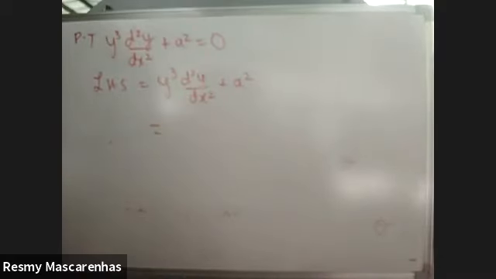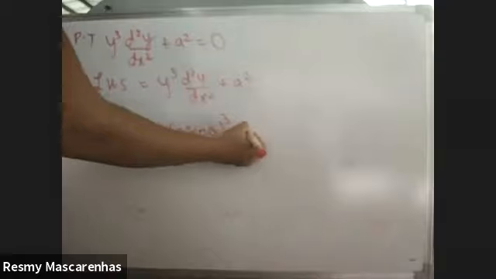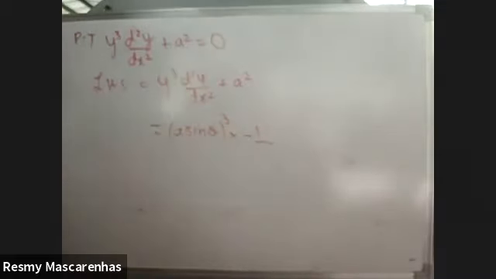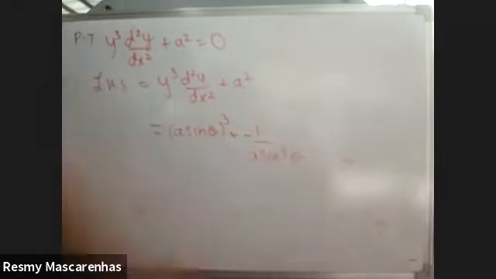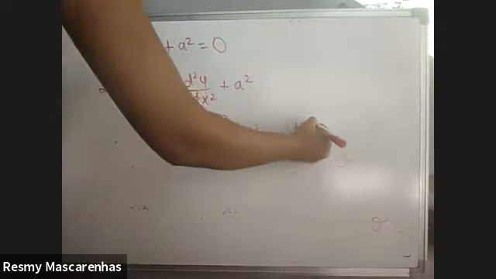So what is the value of y given in the question? Starting only, it was given. If x is equal to a cos theta, y is a sin theta, so a sin cube theta. What you got as the answer is d square y upon dx square is a sin cube theta, plus a square.